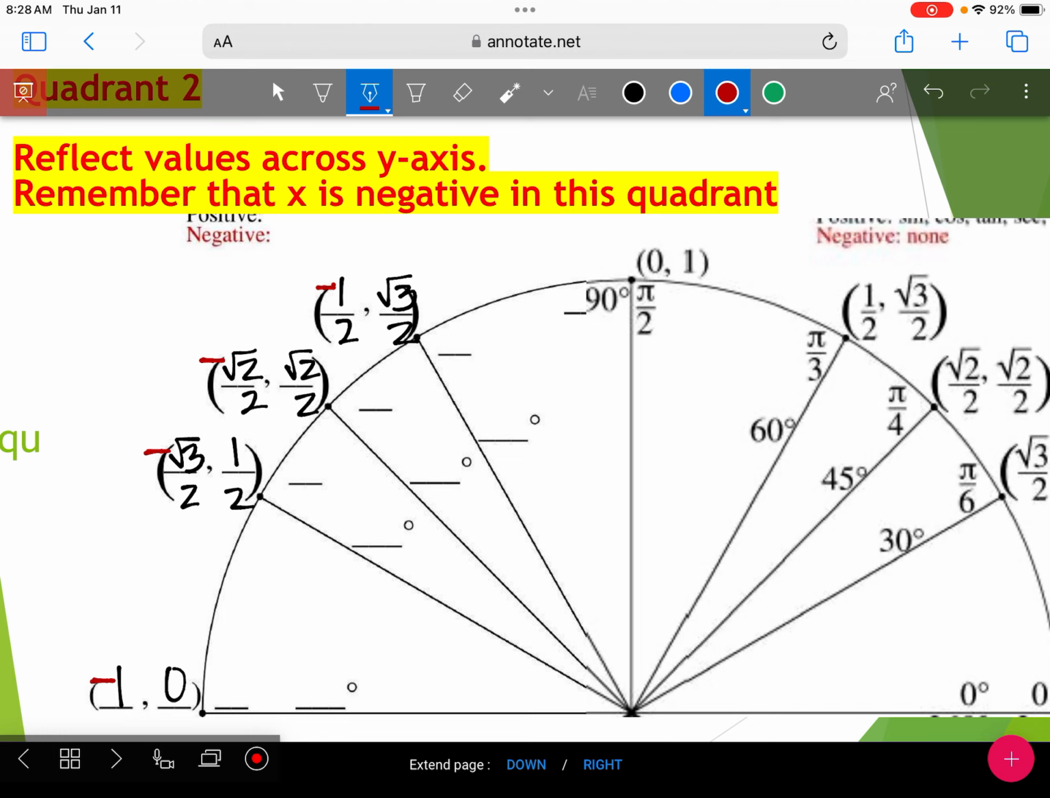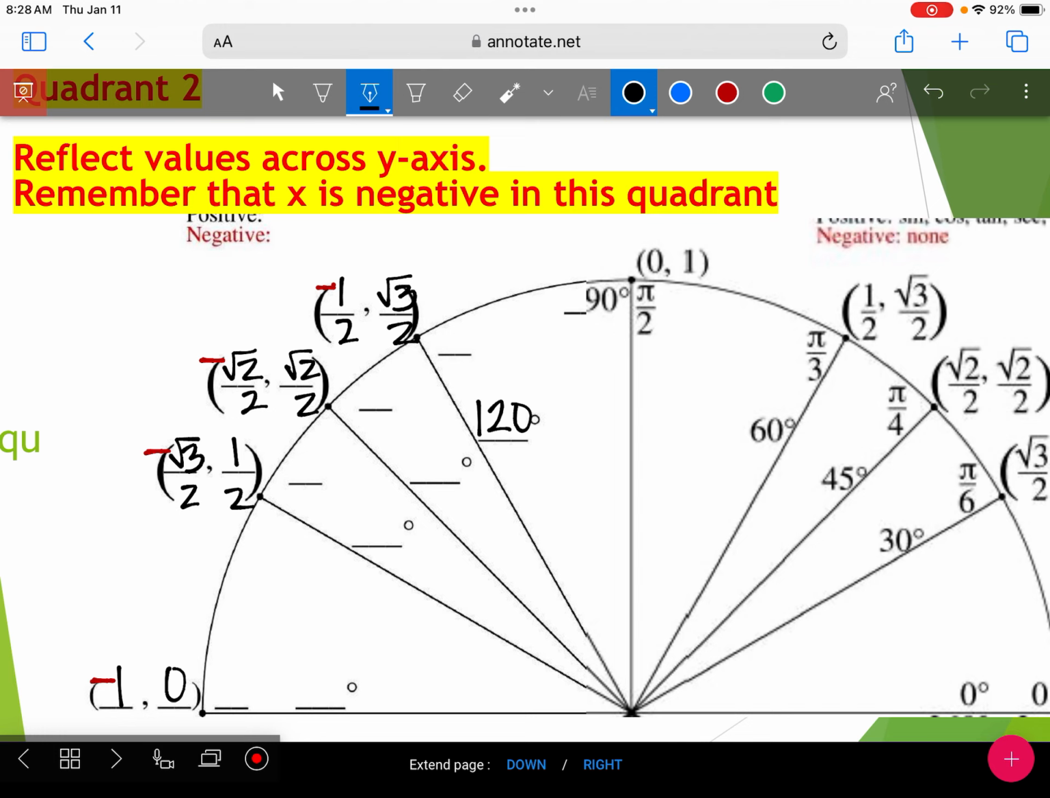Okay, so now let's talk about the angles. Let's talk about degrees first. Starting with 90, you're going to add to 90 30, 45, and 60. These 30, 45, 60, it just keeps going over. So I want you to take 90 plus 30. What's 90 plus 30? 120. So this is a 120 degree angle.